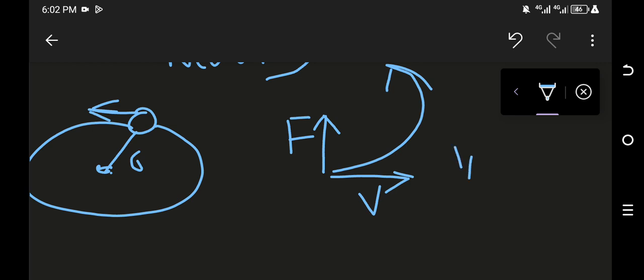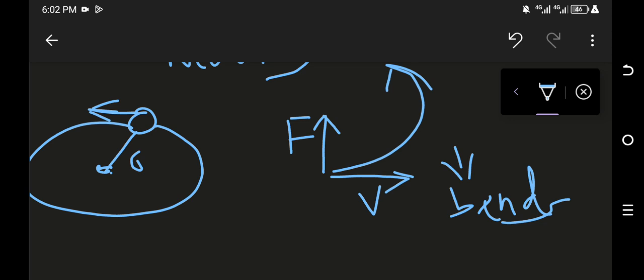The object moves in a circle because the force and the velocity are perpendicular to each other, which will make an object move in a circular motion, in a circular path. Okay, when the force and the velocity are perpendicular, an object moves in a circular path.